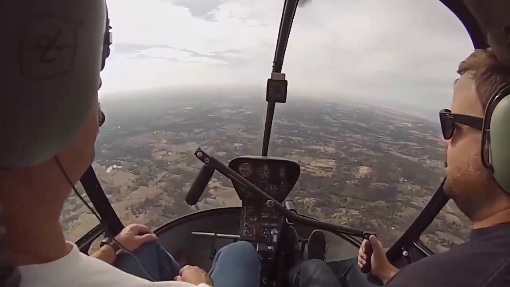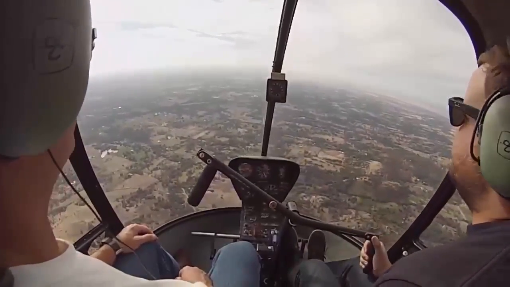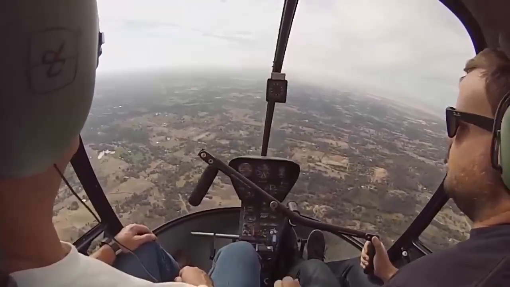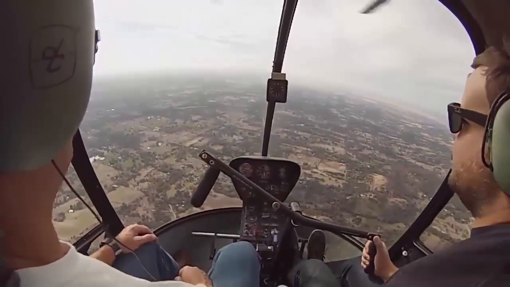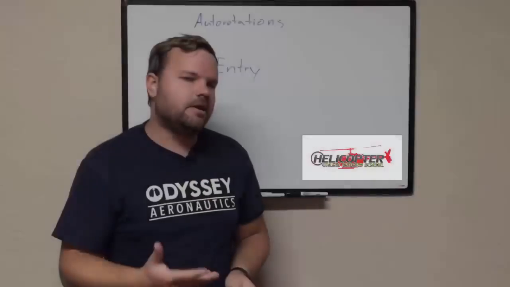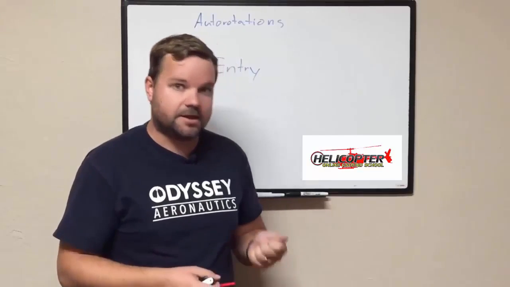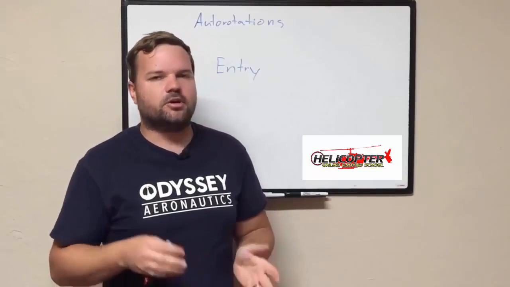And think of it this way, when you raise collective, you're producing more lift, so the nose is coming up. When you're lowering, nose drops. So when you're going to enter an auto, the reason why you're lowering collective and aft cyclic is not that you're trying to climb, it's that you're trying to keep that nose level. All right, now that you and the student understand the correlation between collective and attitude, now we're ready to start doing auto entries.